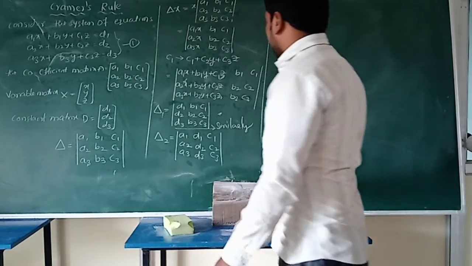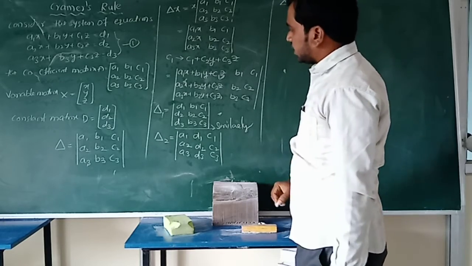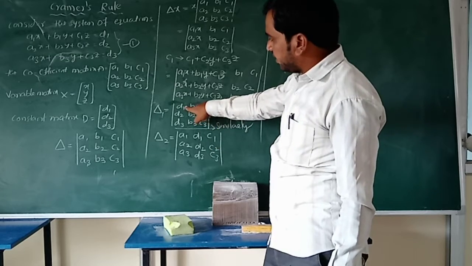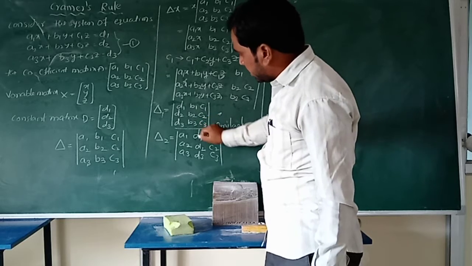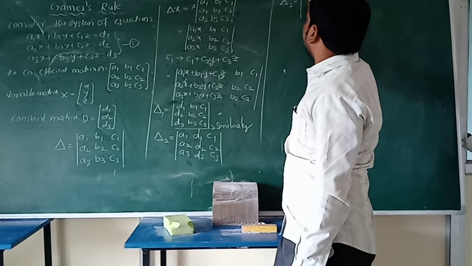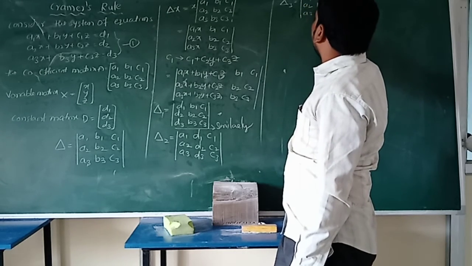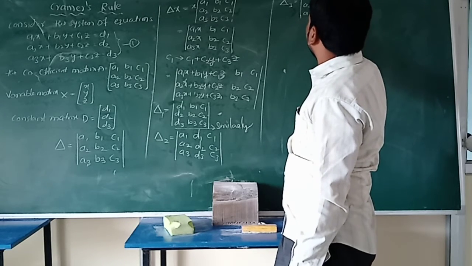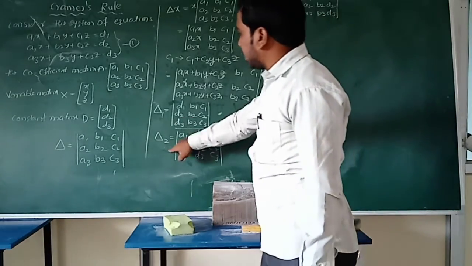Now next, delta 3 is equal to the determinant in which the third column is replaced by d1, d2, d3, with a1, a2, a3 and b1, b2, b3 as they are. This is the value of delta 1, delta 2, delta 3.